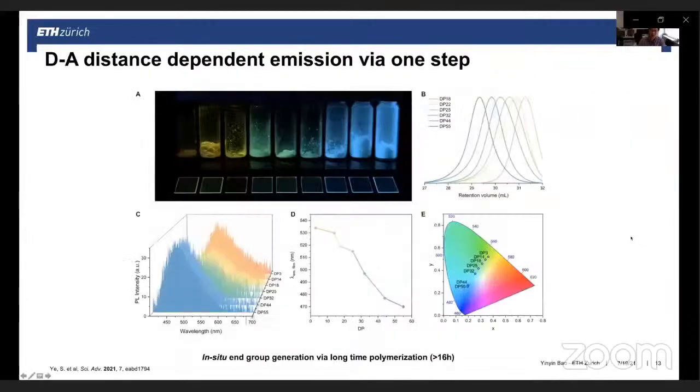Then to achieve an even simpler strategy to achieve different emission colors, we performed the one-step polymerization at a higher polymerization temperature. Then we can achieve different polymer chain lengths and also a high level of the N group conversion at the same time. So by this method, we can change the emission color by simply increasing the molecular weight. We can see the color change from yellow to blue, and the emission wavelength is almost linear with the repeating units of the polymerization.